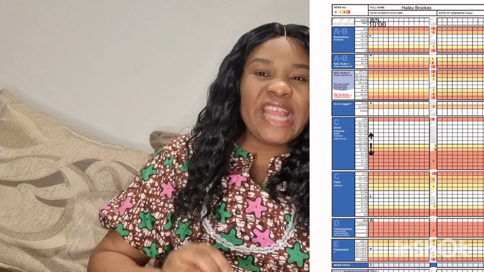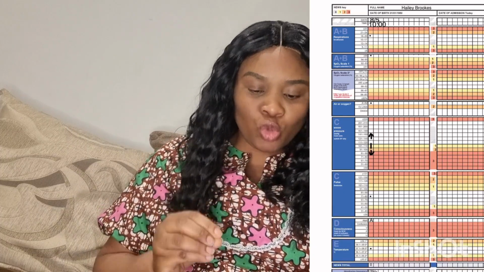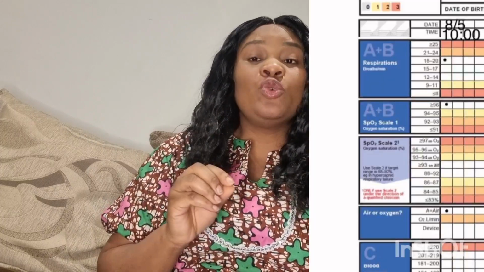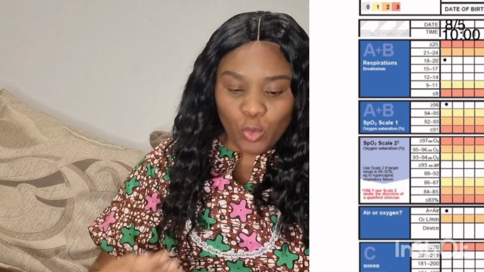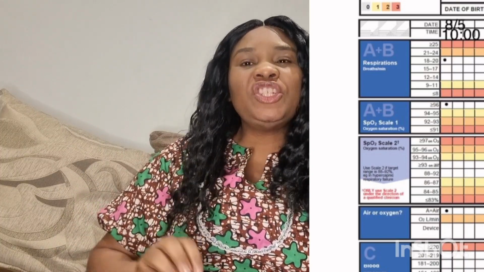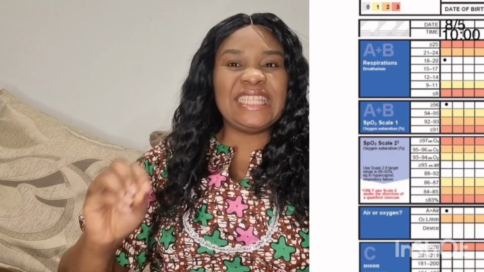Now the patient's respiration is 20. So if you look clearly at your screen, you will see how I charted it. I put a dot between 18 to 20. That means 20.